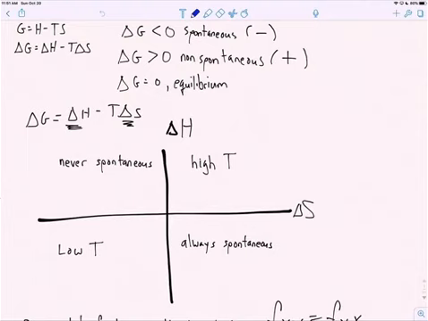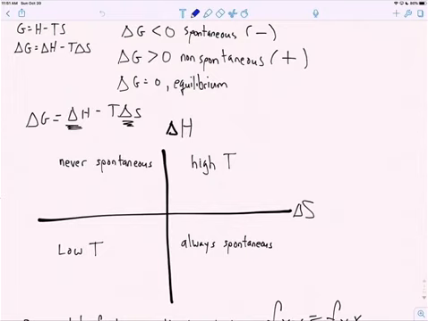A simple one is ice melting. Ice melting will only happen at high temperature because to melt ice, you need to have energy go into it. The delta H is positive. So the temperature and the entropy term have to be high enough to overcome that amount to make the ice melt.